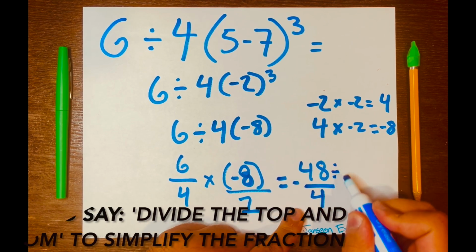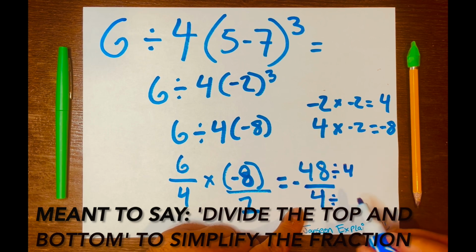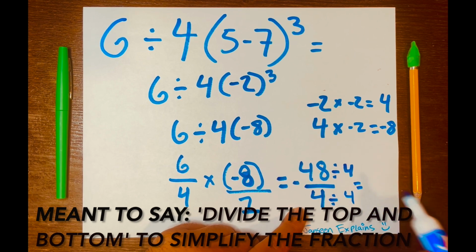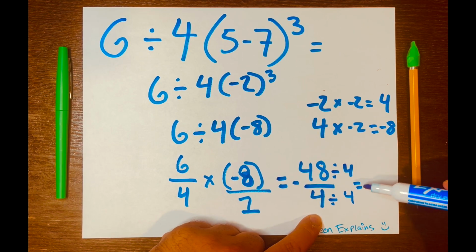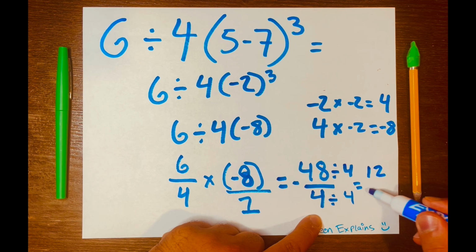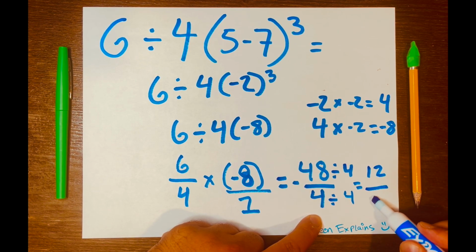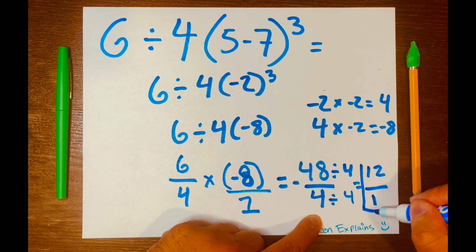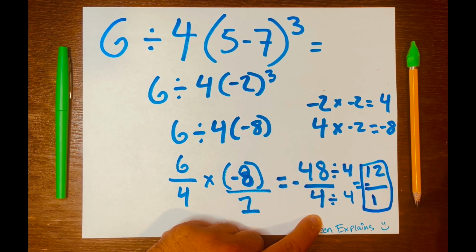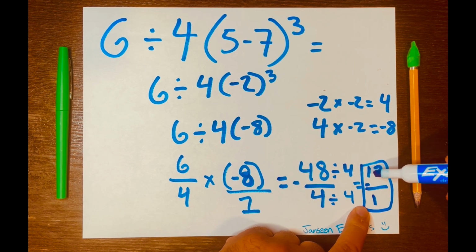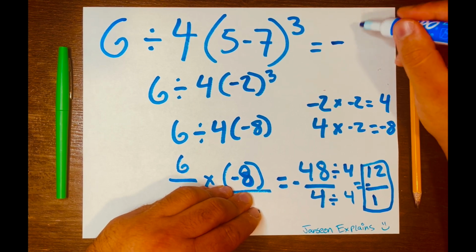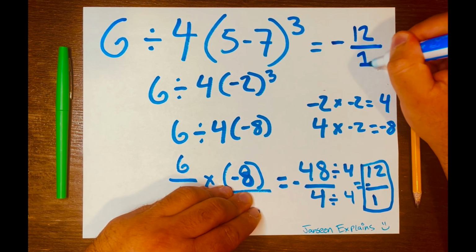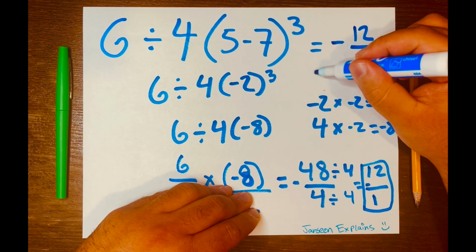And then we divide both sides. So I know they're both even. 48 is even, 4 is even. So to make the video shorter, let's just divide 48 divided by 4, which gives you 12. And 4 divided by 4 is 1. So your answer is negative 12 over 1, and I'll write it more neatly. Negative 12 over 1, or negative 12.